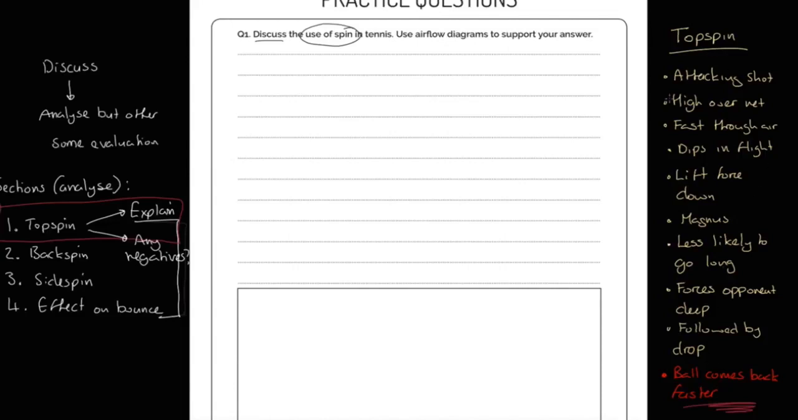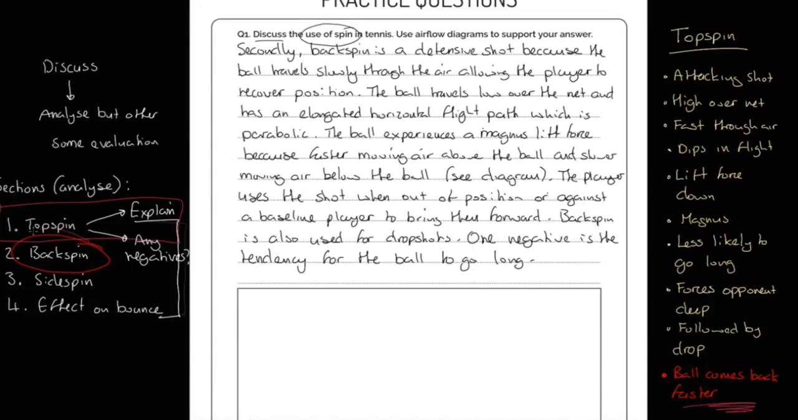So that would be like my first section of my answer. Well, what would be my next section? Let's have a little look here. I've got my backspin here. I've actually written this in, so you can see how that would be kind of planned out, listed out. Let's just go through my answer here.